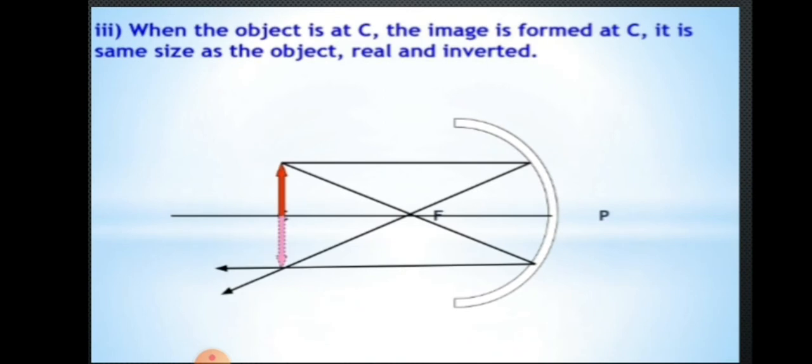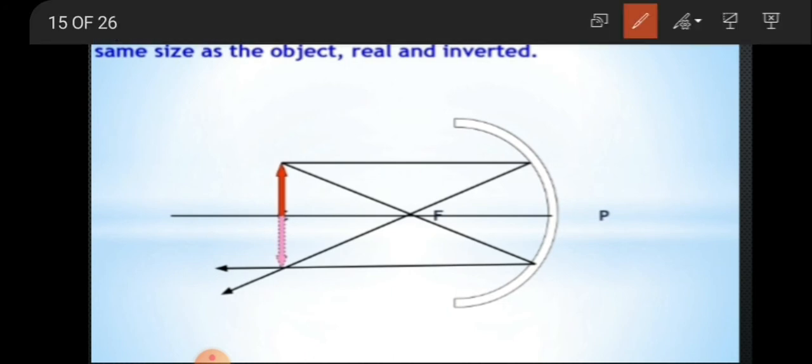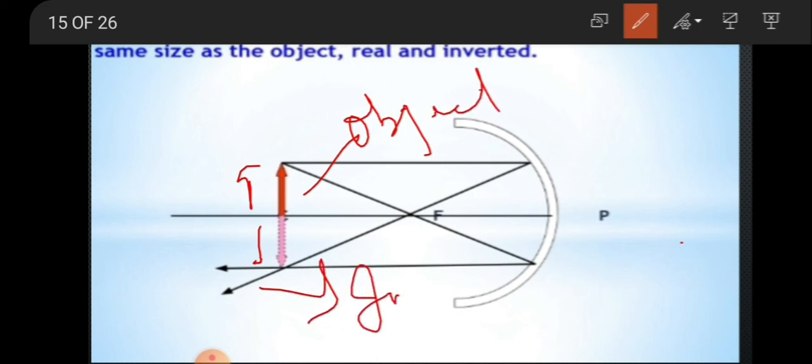Next, when the object is placed at C, the image is also formed at C. The image is the same size as the object, real and inverted. You can see this is the object, this is the image, and it is the same size, formed at C.